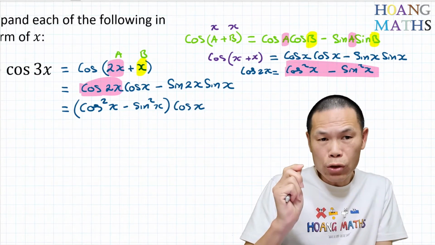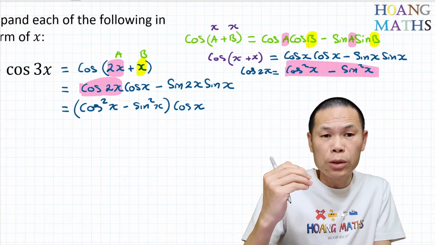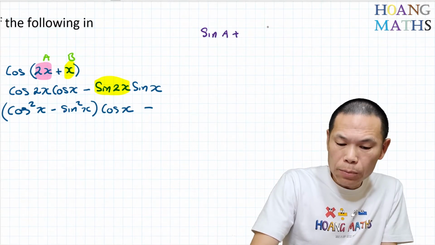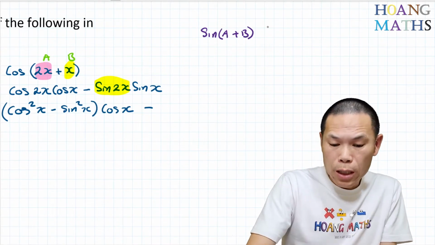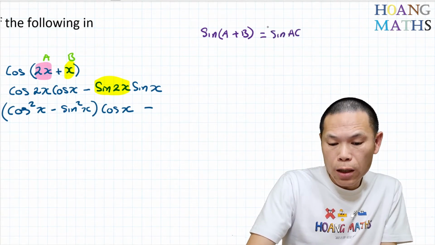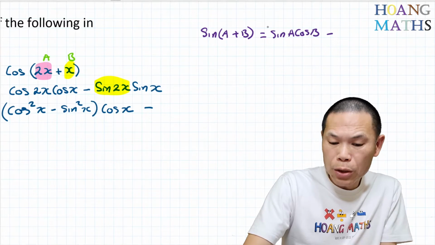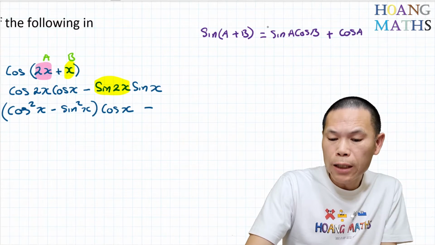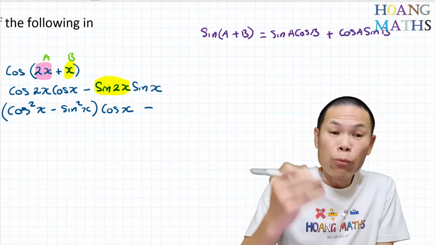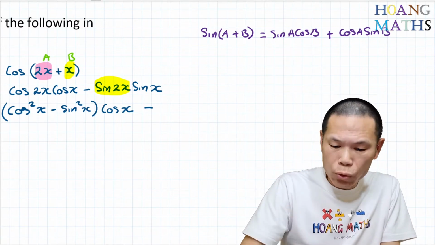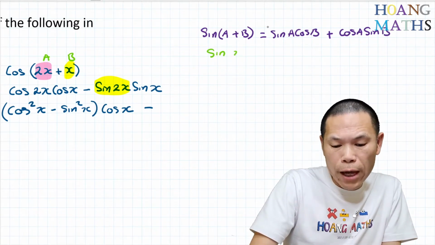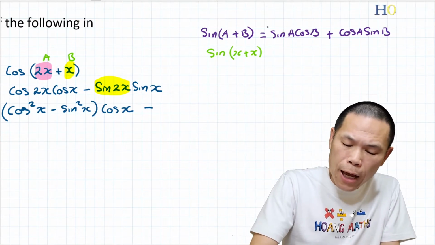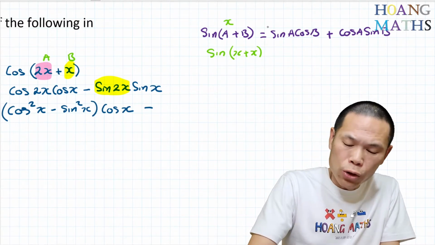So there you go. Now we need to expand sine of 2x in terms of x. And we know that sine of a plus b will give me sine of a cos of b, and plus because it's a plus b, so for sine we add as well, and cos of a sine of b. And we have sine of 2x. So sine of 2x is equal to sine of x plus x because x plus x is 2x. So this means that a is x and b is also equal to x.